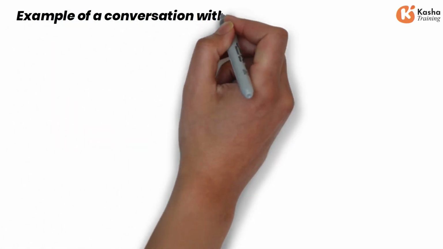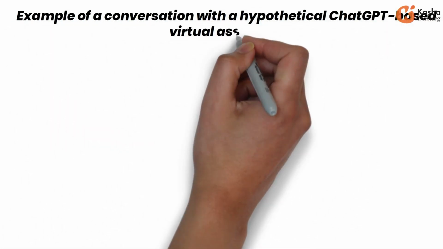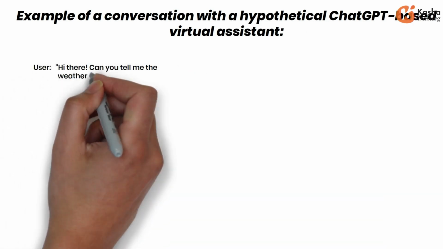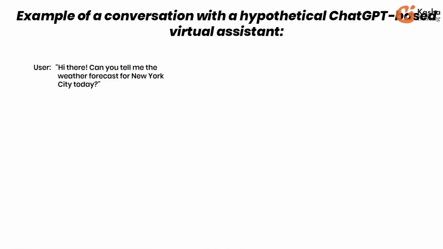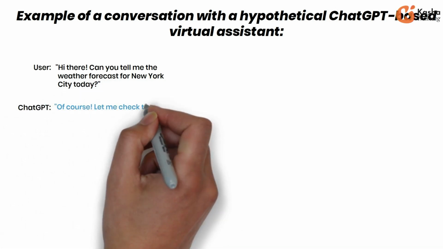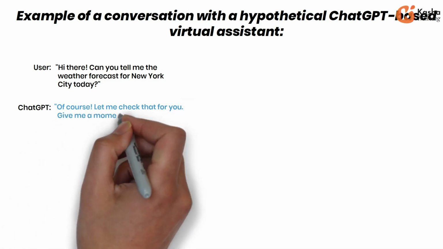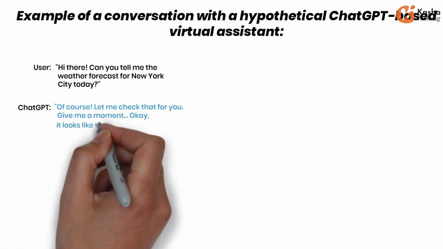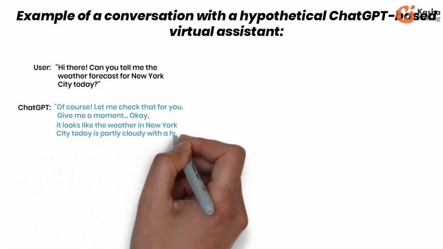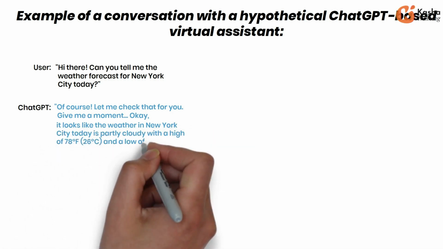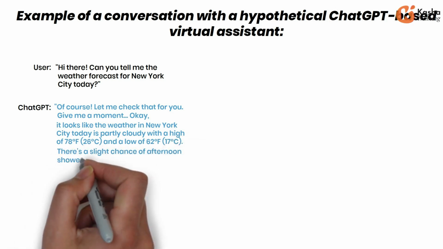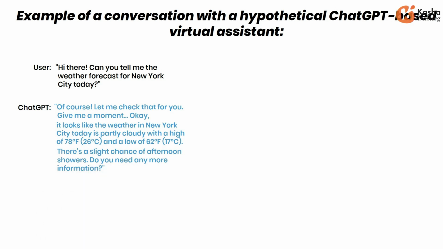Example of a conversation with a hypothetical ChatGPT-based virtual assistant. User: Hi there. Can you tell me the weather forecast for New York City today? ChatGPT: Of course. Let me check that for you. Give me a moment. Okay, it looks like the weather in New York City today is partly cloudy with a high of 78 degrees Fahrenheit, 26 degrees Celsius, and a low of 62 degrees Fahrenheit, 17 degrees Celsius. There's a slight chance of afternoon showers. Do you need any more information?